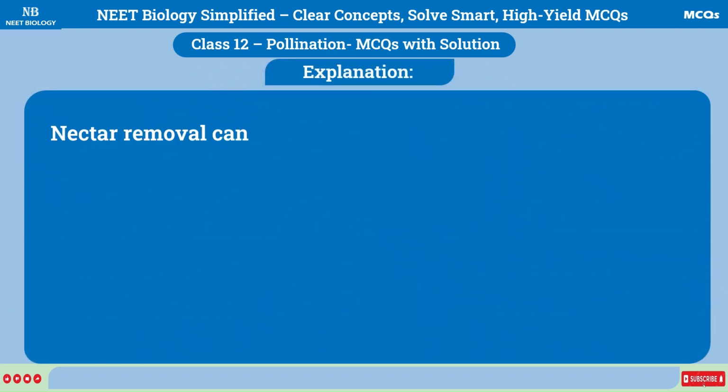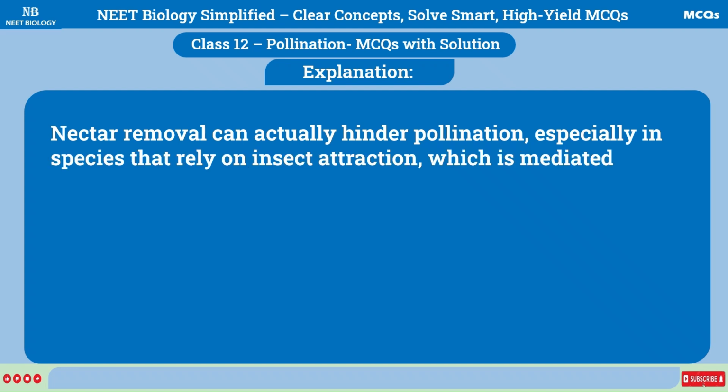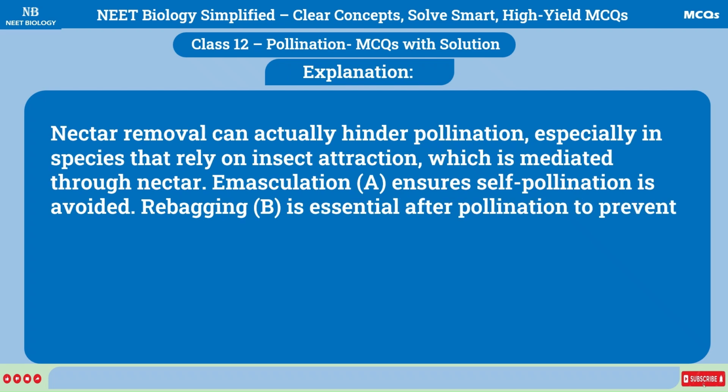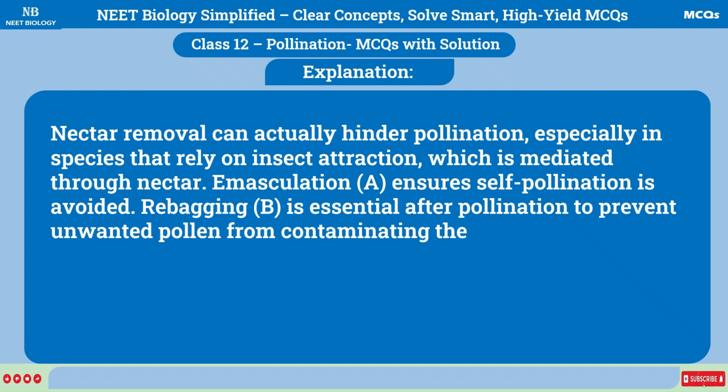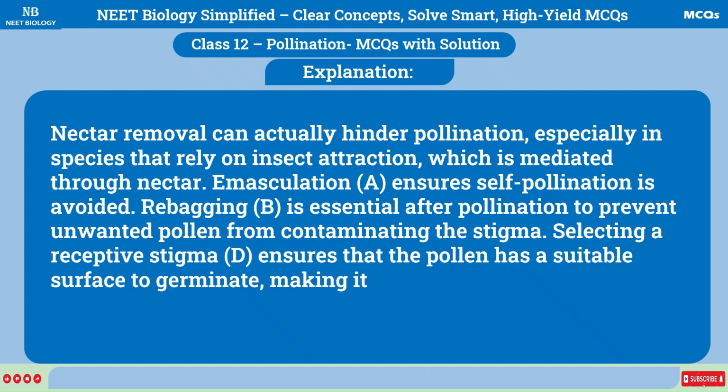Explanation: nectar removal can actually hinder pollination, especially in species that rely on insect attraction, which is mediated through nectar. Emasculation, A, ensures self-pollination is avoided. Rebagging, B, is essential after pollination to prevent unwanted pollen from contaminating the stigma. Selecting a receptive stigma, D, ensures that the pollen has a suitable surface to germinate, making it vital for the success of artificial pollination.